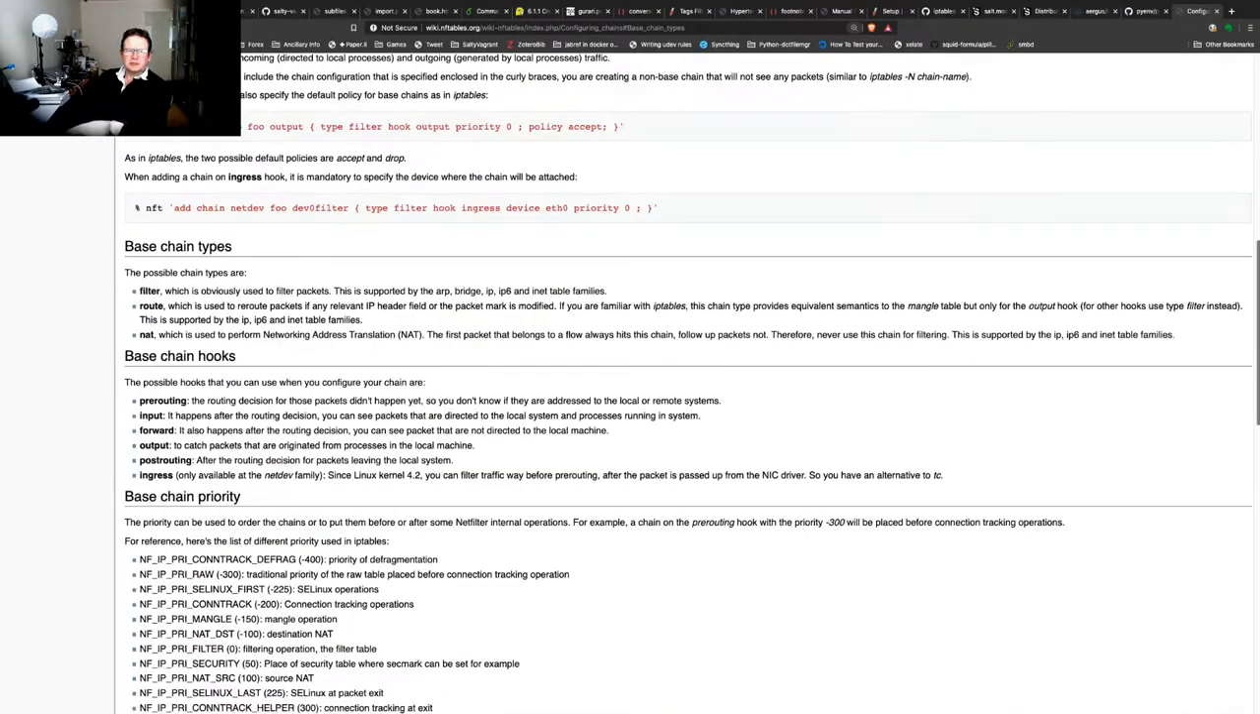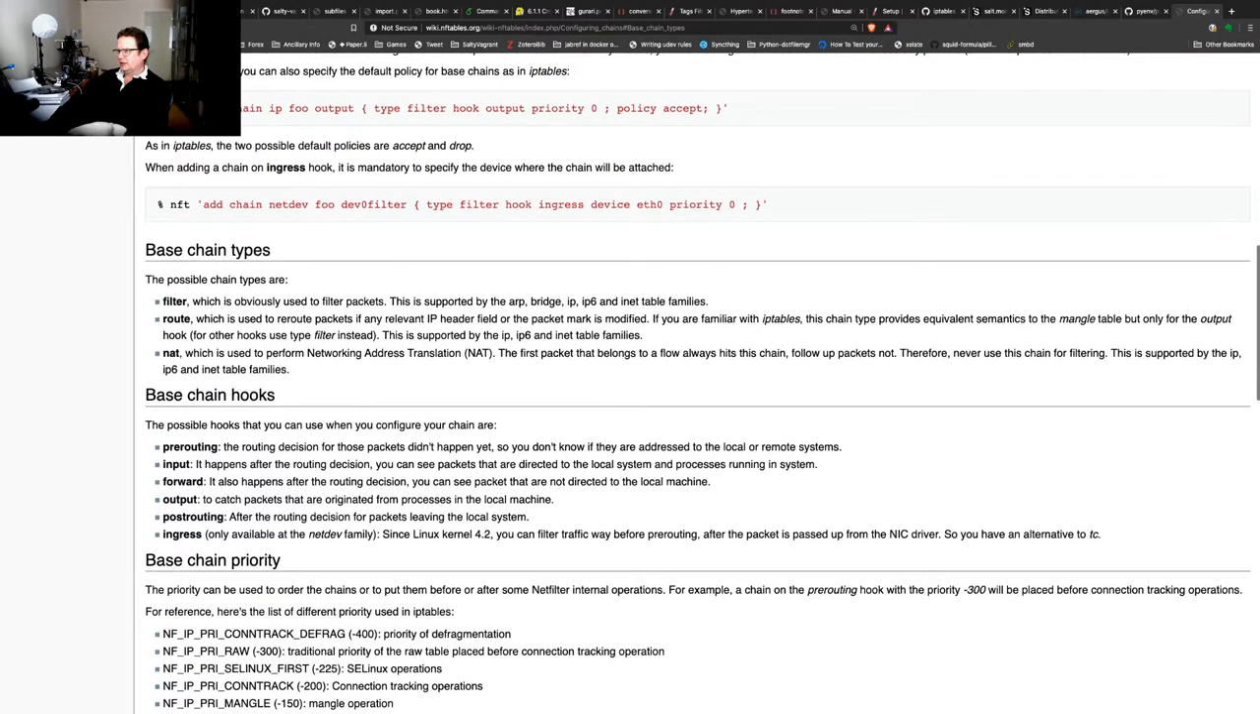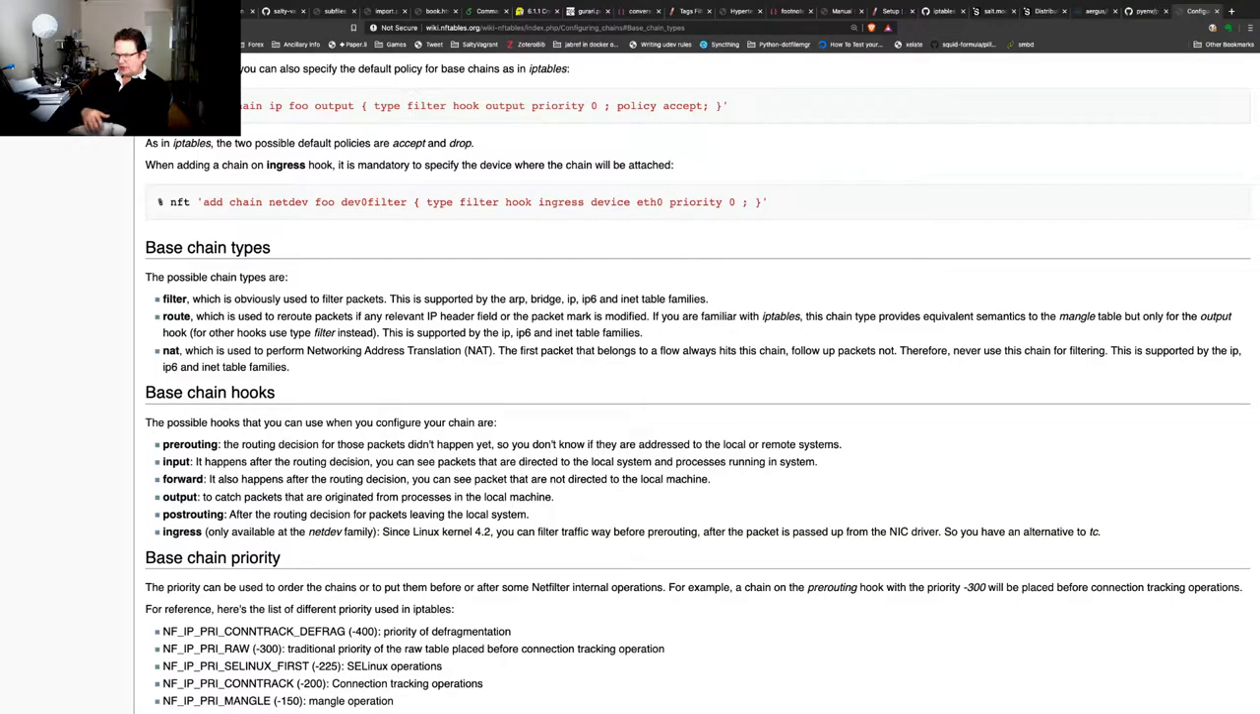There we go. Right. Now, this is a very useful website, the wiki at nftables.org, of course being the place where nftables is really developed and defined. And this is their wiki. So we'll start here. Now, the first thing we've got to look at is tables.